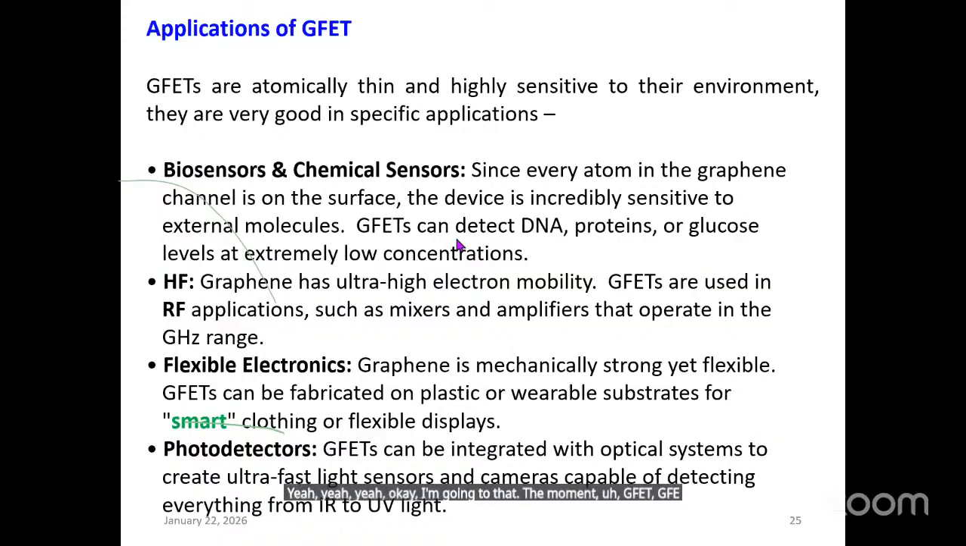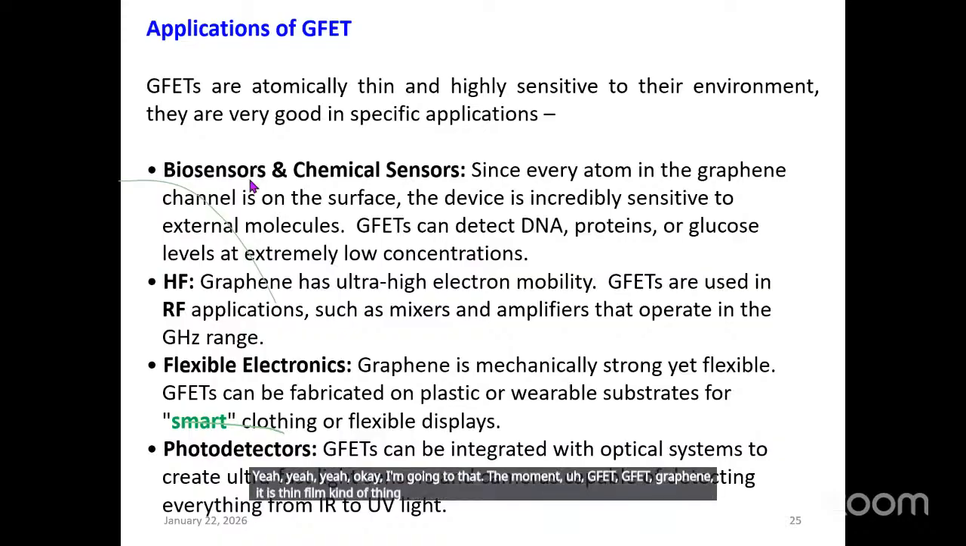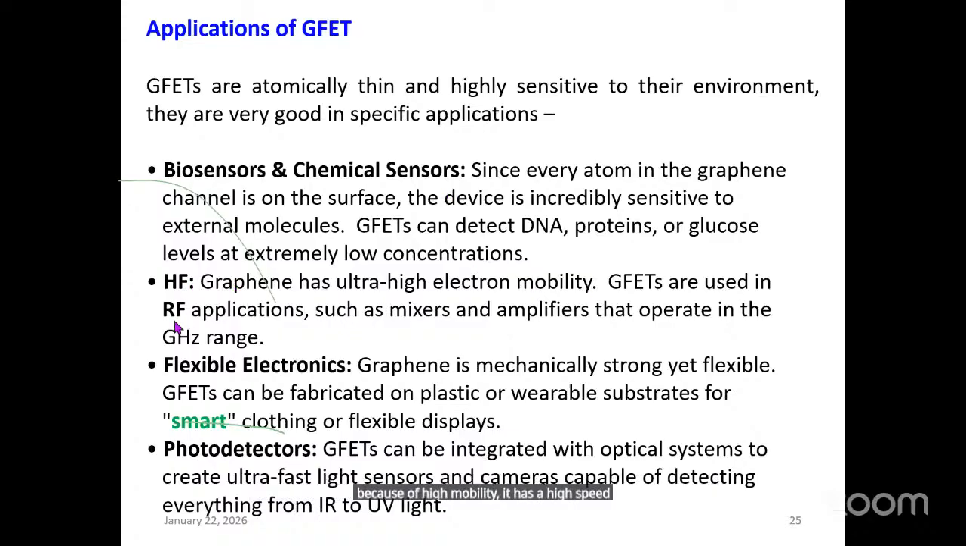GFET, graphene FET, it is a thin film kind of thing. It is very much sensitive as a sensor. Because of high mobility, it has a high speed, therefore applicable for HF and RF applications. Purposely mentioned here as a mixer, amplifiers operating in the gigahertz range. It is very famous in flexible electronics, where graphene is mechanically strong but flexible. Therefore, it can be fabricated on plastic or wearable substrate so that clothing can become very smart, intelligent clothing on which the sensors can be deposited. And no doubt, photo detectors. These all are the advantages of graphene device, with a very high speed and all.